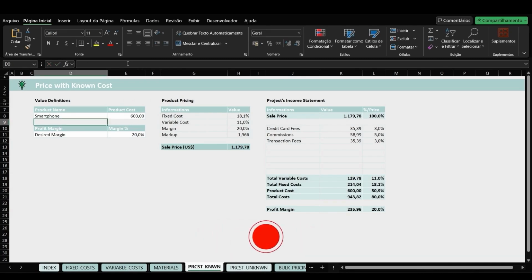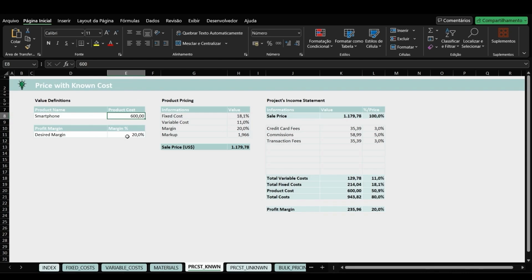For example, this smartphone, $600 for the smartphone and $3 for the bag, but it's just an example, in case this happens to you. After entering the fixed and variable costs, as we saw, we move on to the specification, which becomes quite simple when we get to this point. You're going to enter the product name and the cost of that product here in the pricing tab with known costs. In addition, you'll enter the desired margin.